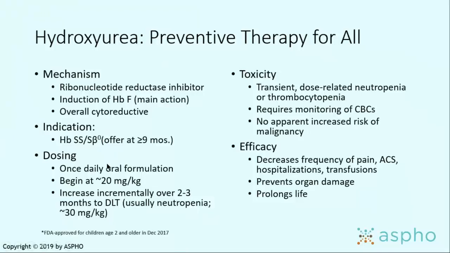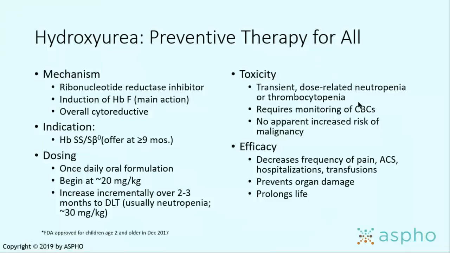So right now the indication is to start it in patients with SS or S-beta thal null, our more severe genotypes, offered around 9 months or older. Again, it is now FDA approved, actually for ages 2 and up. The dosing is once daily. We begin at 20 milligrams per kilo. You should increase the dose over time to their dose-limiting toxicity dose, which is usually anywhere from 30 to 35 milligrams per kilo. The main reason I see the medication is ineffective is that patients are often left on the same dose for months and years at a time, and therefore they are not on a maximized dose.